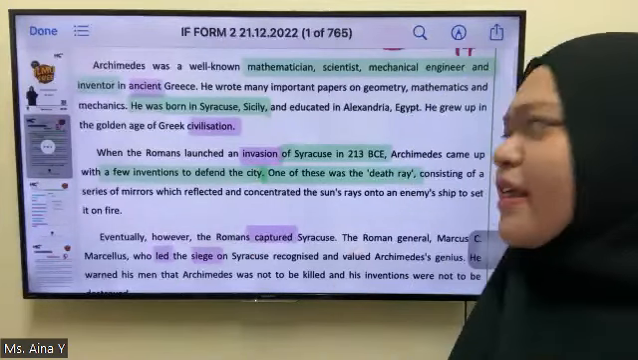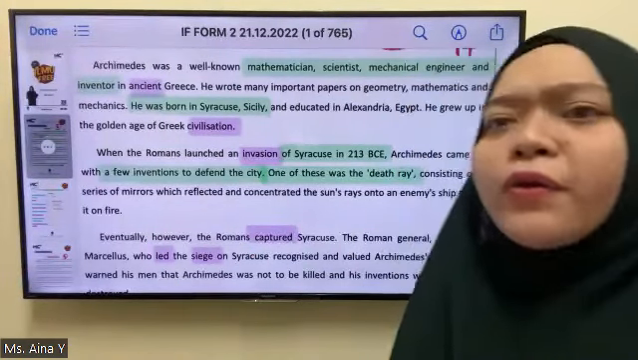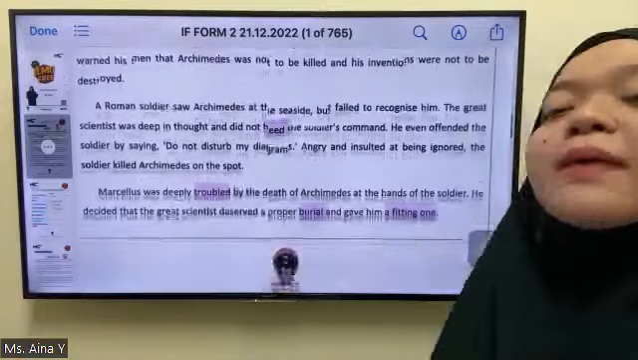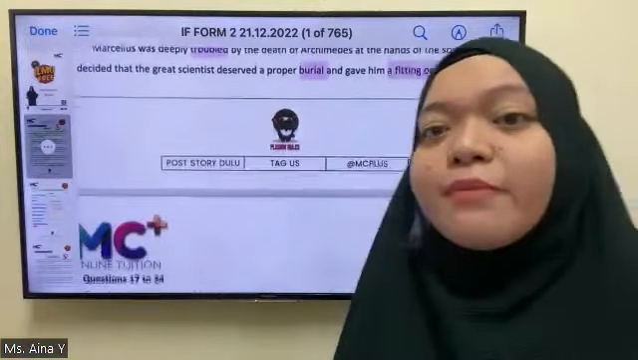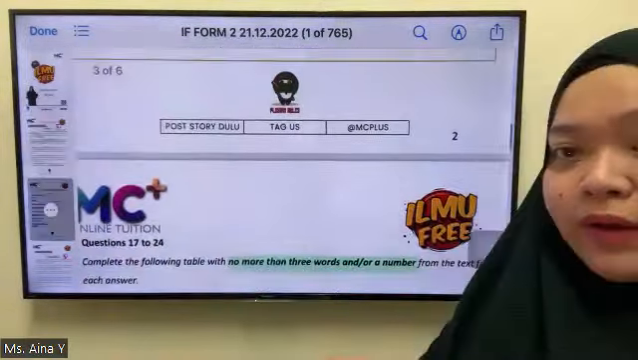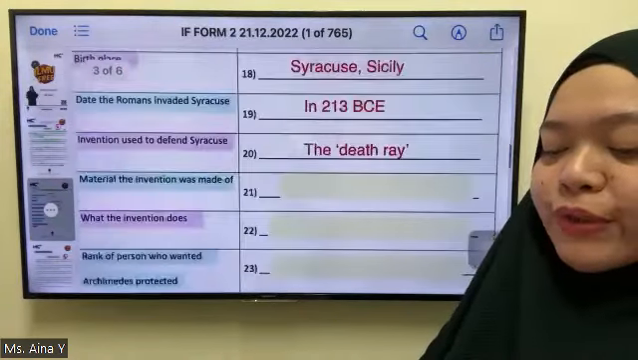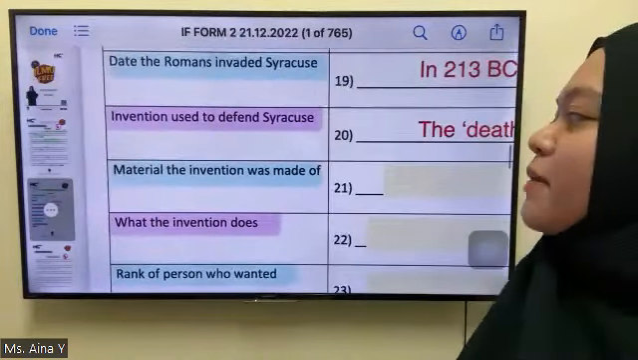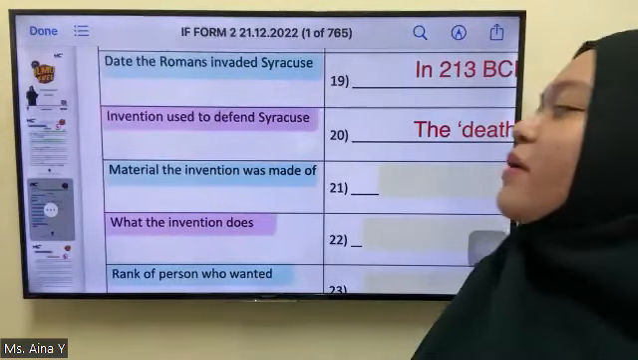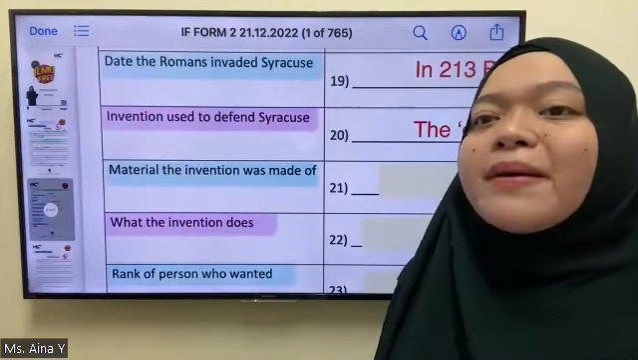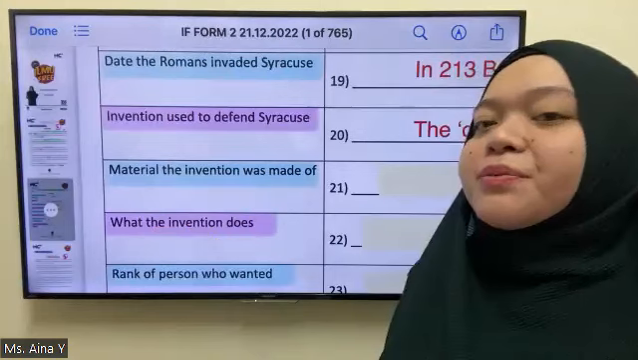Tak susah kan? I think the question is quite easy for your level. Senang je lah rasanya. Kalau ada soalan, boleh tanya. Jangan malu. Okay. Let's go to the next question. Number 21. What was the material of the invention? Apa nama material invention ni?